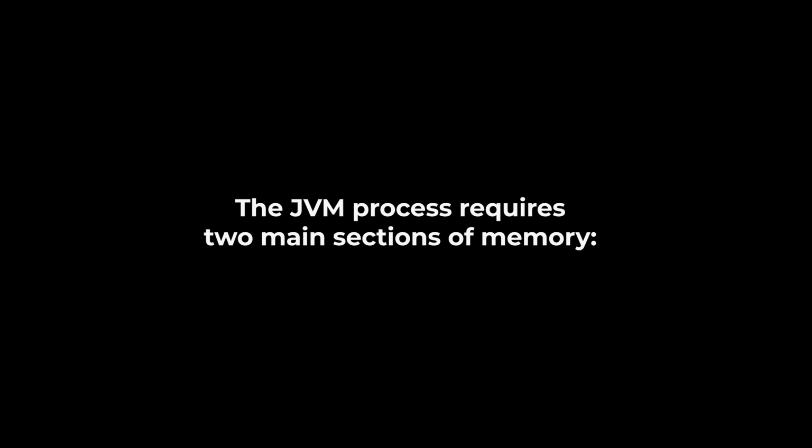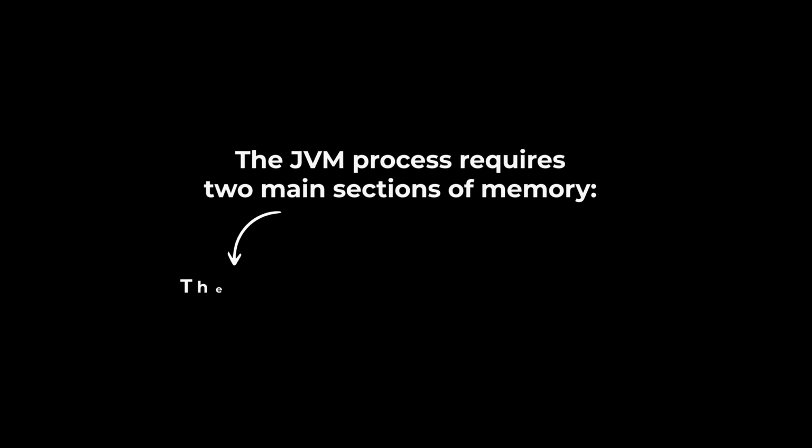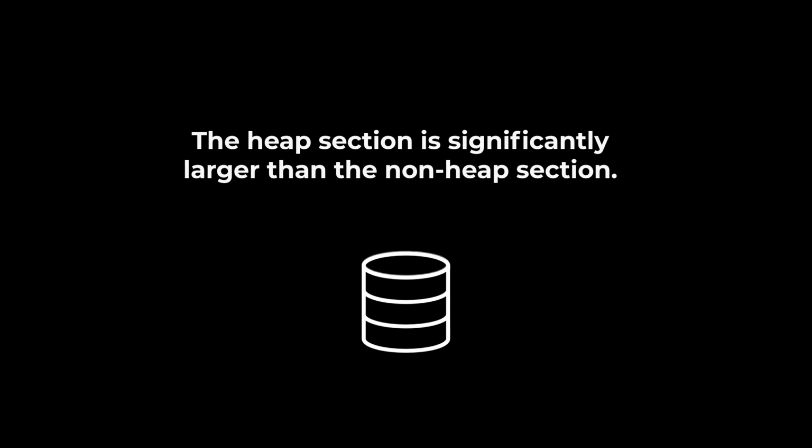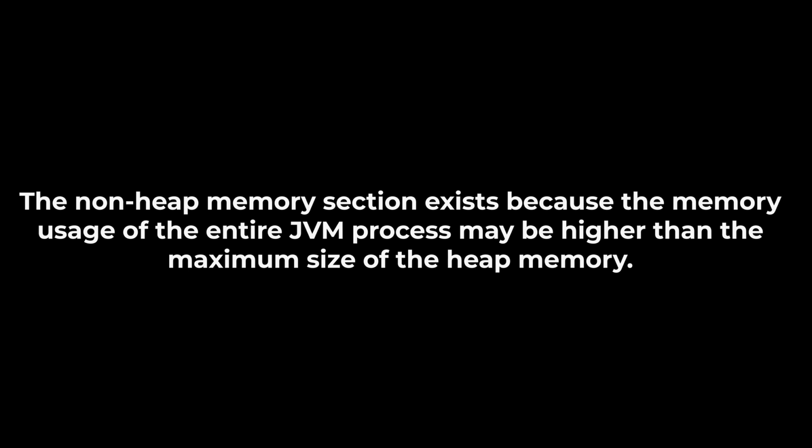Let's dive right in. Note that the JVM process requires two main sections of memory. One is the heap and the other is the non-heap. Of these two sections, the heap section is significantly larger compared to the non-heap section. This video will mainly be about the heap section. Please keep in mind that the non-heap memory section exists because the memory usage of the entire JVM process may be higher than the maximum size of the heap memory from the operating system's point of view.